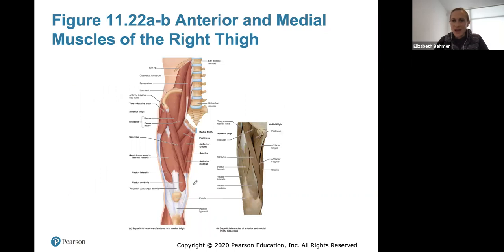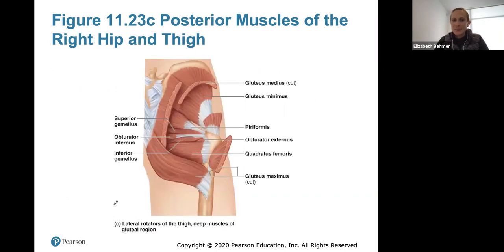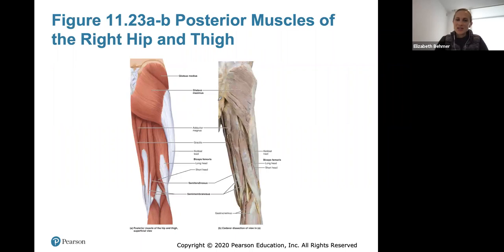Here we have the adductor and medial muscles of the right thigh. Then we have posterior gluteal muscles, gluteus maximus, medius, and minimus, lateral rotators of the thigh. And you can see those shown here. So your gluteus medius, minimus, and maximus have been cut. The hamstring muscles, you have 3 hamstring muscles on the posterior compartment. These will all help to extend the thigh and flex the knee or kick your butt with your foot. And here's a look at the extensor posterior thigh muscles of the hamstrings.